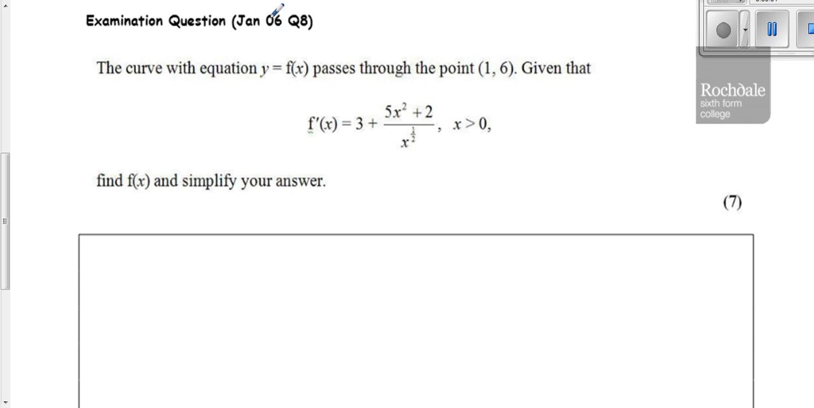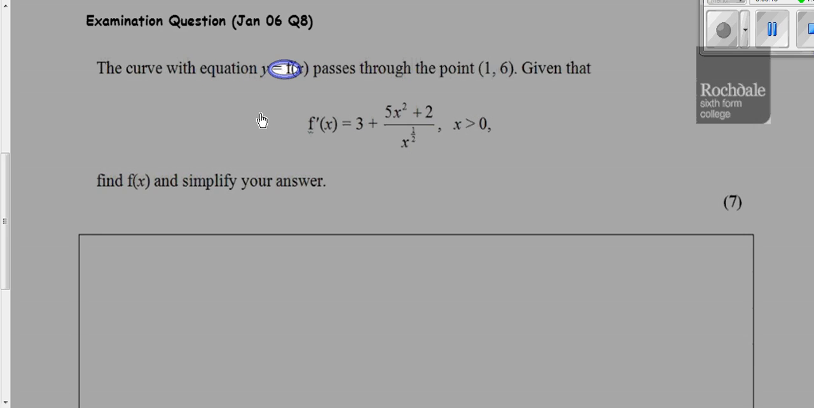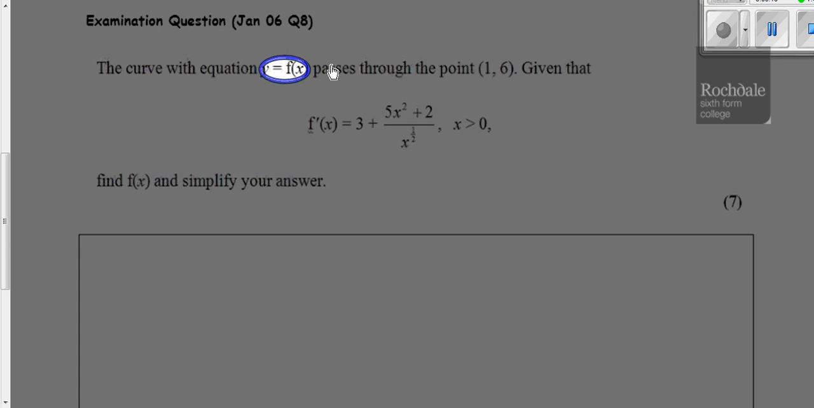Exam question from January 2006, question 8, towards the end of the paper, 7 marks. It hasn't got as much guidance as some of the other questions would have. Don't get put off by this notation here, y equals f of x. You should have seen that when you've been working through some of the other chapters.